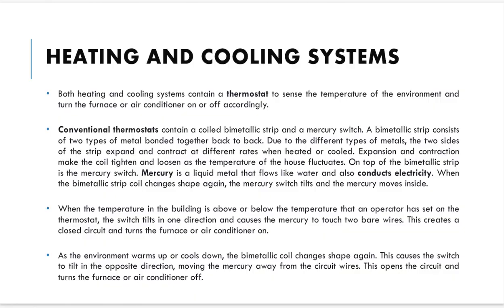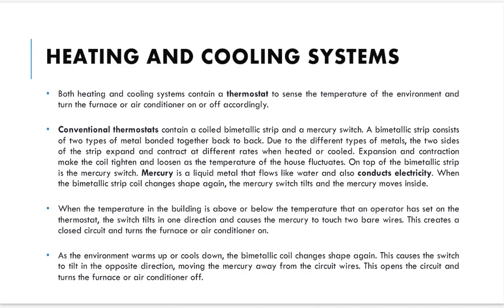Conventional thermostats contain a coiled bimetallic strip and a mercury switch. A bimetallic strip consists of two types of metal bonded together back to back. Due to the different types of metals, the two sides of the strip expand and contract at different rates when heated or cooled. Expansion and contraction make the coil tighten and loosen as the temperature of the house fluctuates. On top of the bimetallic strip is the mercury switch. Mercury is a liquid metal that flows like water and also conducts electricity. When the bimetallic strip coil changes shape again, the mercury switch tilts and the mercury moves inside.